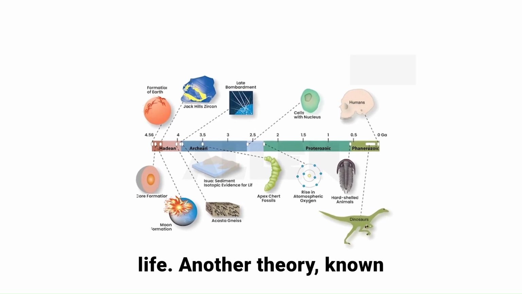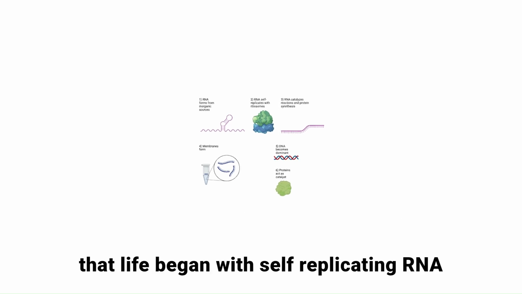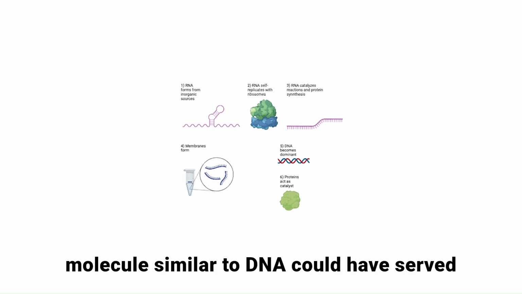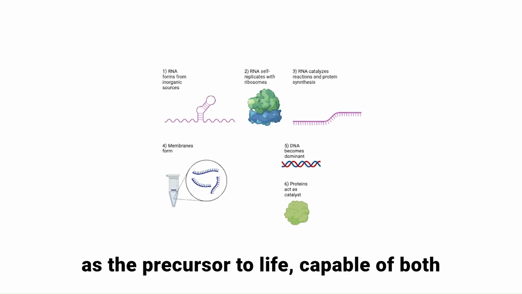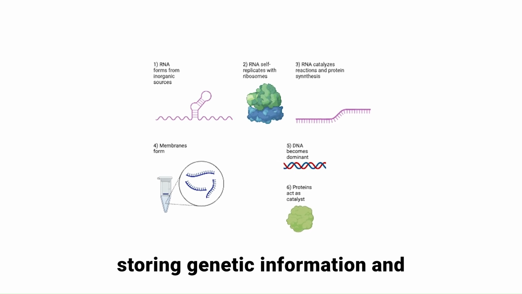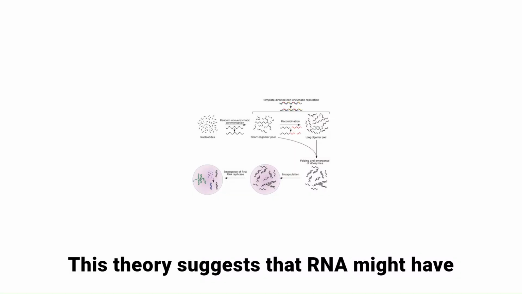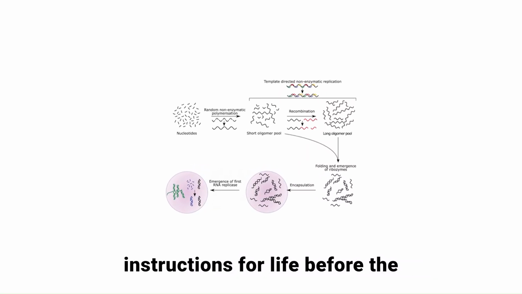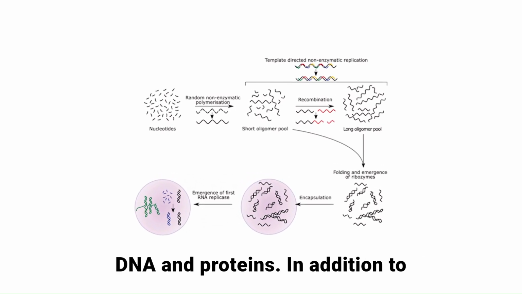Another theory, known as the RNA world hypothesis, proposes that life began with self-replicating RNA molecules. RNA, a molecule similar to DNA, could have served as the precursor to life, capable of both storing genetic information and catalyzing chemical reactions. This theory suggests that RNA might have been the first molecule to carry the instructions for life, before the evolution of more complex systems like DNA and proteins.